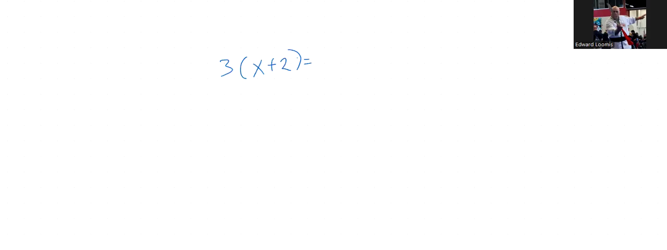Okay, so I've got this problem. 3 parentheses x plus 2, that equals 33. I need to know the value of x. So what I'm going to do is I need to get rid of the parentheses. So I'm going to distribute this 3 in front of the parentheses by multiplying it by everything inside the parenthesis. I'm going to take 3 times x is 3x. 3 times 2 is 6. Positive times positive is positive. So that equals 33.